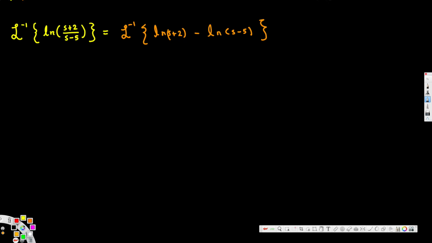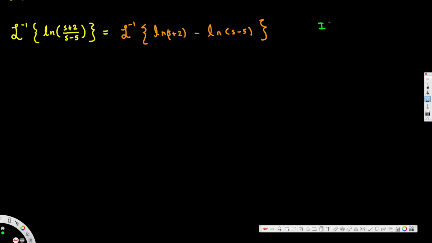Now here is the thing: in this form it's hard to solve, but if you take the derivative of this, the derivative of ln of s plus 2 is 1 over s plus 2. If you take the derivative and solve it, it is going to be much easier. So in order to get the derivative, first let's look at the properties of the Laplace transform.